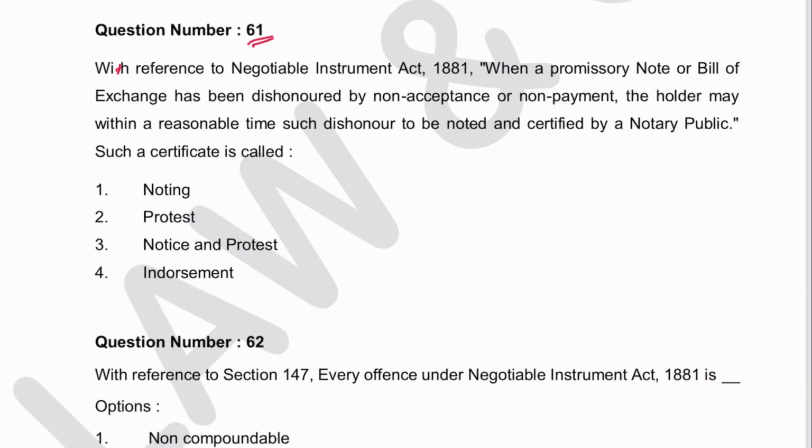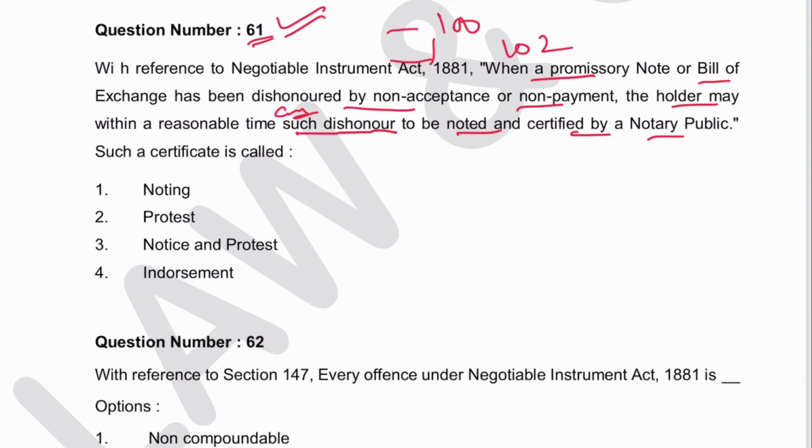Next 61. With reference to Negotiable Instrument Act, when a promissory note or bill of exchange has been dishonored by non-acceptance or non-payment, the holder may within a reasonable time cause such dishonor to be noted and certified by the notary public. Such certificate is called as, it is protest. 2 is the answer. Mentioned in section 100. Noting is mentioned in section 99. Notice of protest is section 102. Endorsement is section 15 in NI Act.